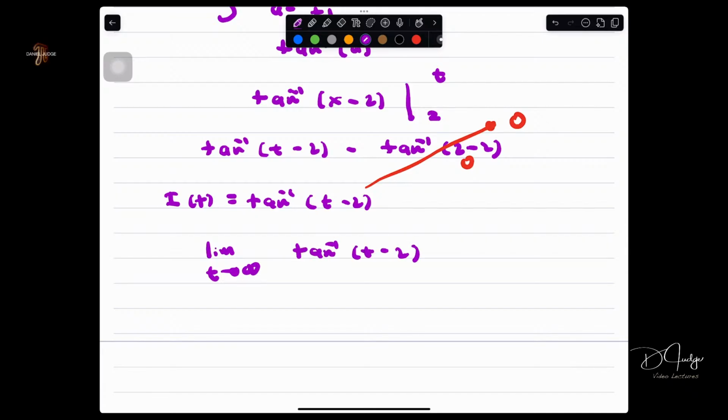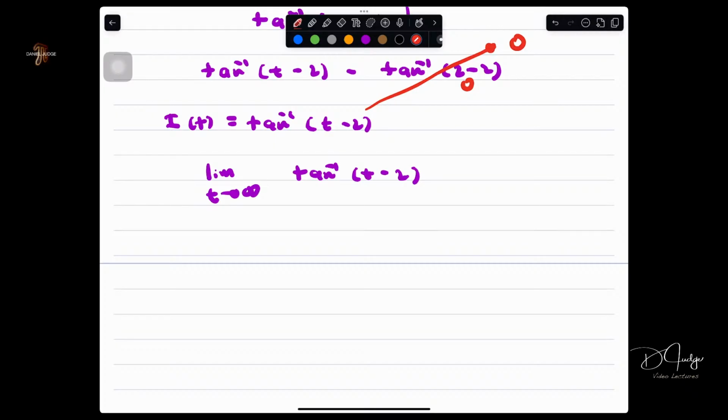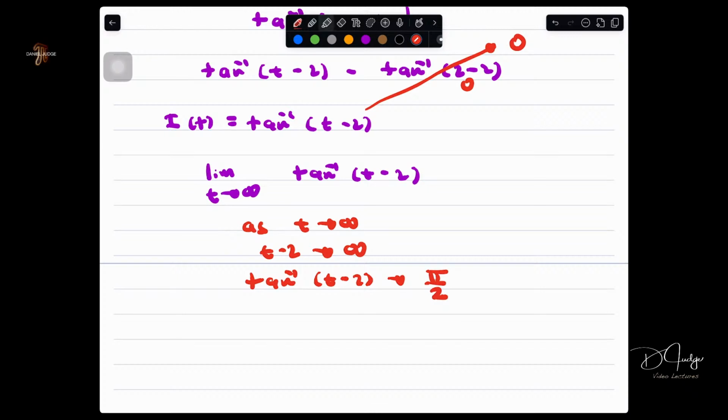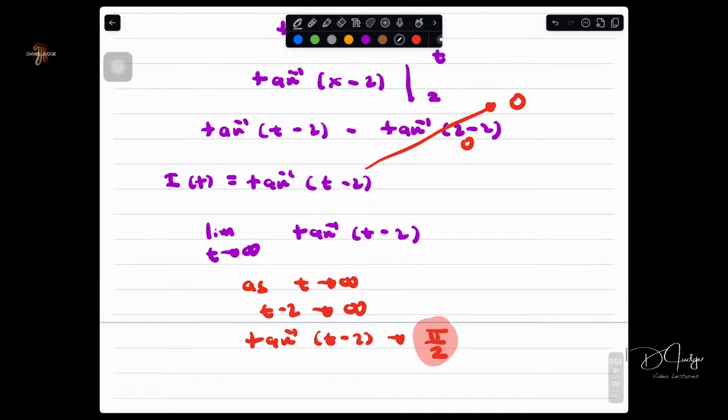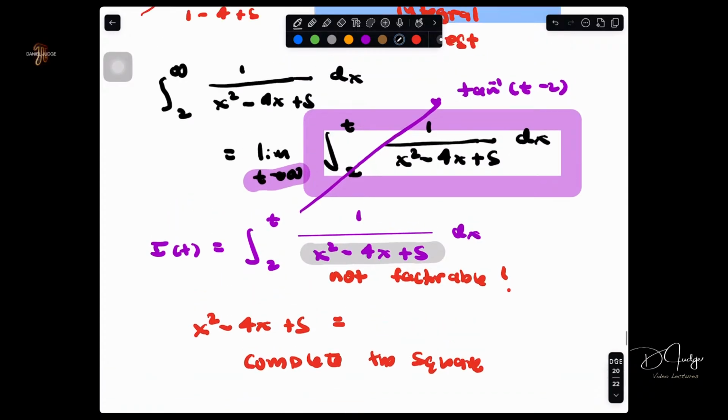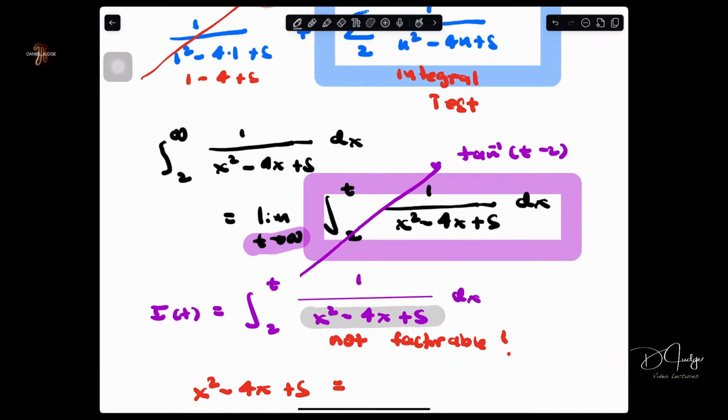Inverse tangent of t minus 2. So here's what we say. As t goes to infinity, t minus 2 goes to infinity, and inverse tangent of t minus 2 goes to pi over 2. Okay. And that is a finite value, which means our improper integral converges. This improper integral equals pi over 2 here.